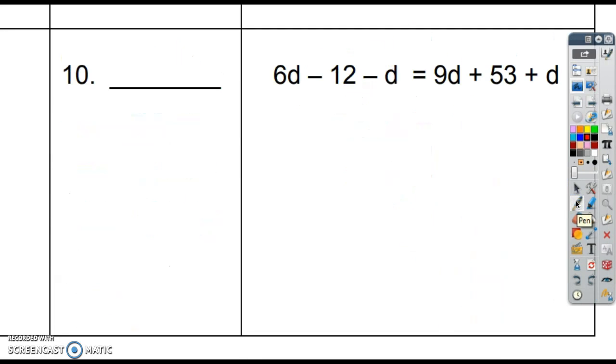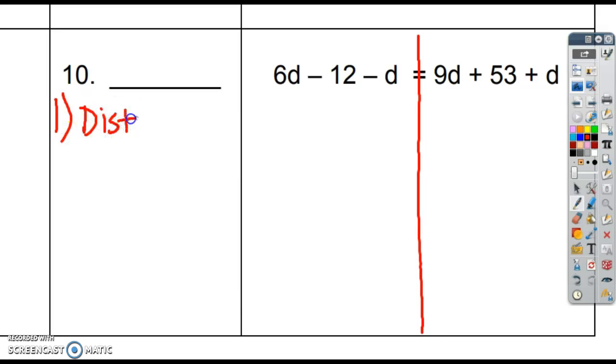And the last one I'm doing is number 10. So again, the variable I'm solving for is d, and I see a bunch of d's, and I see them on both sides. So the first thing we're looking to do always is, do we have anything to distribute? No, I don't have any parentheses, so I don't need to distribute. The second thing you're looking to do is combine like terms.